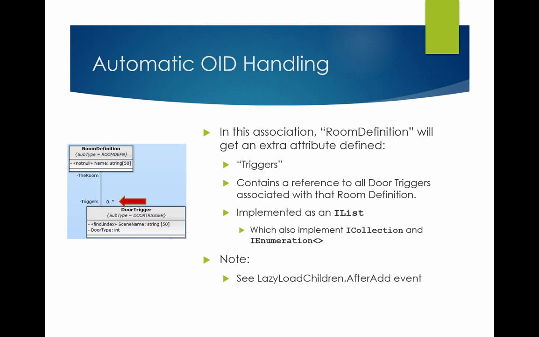You can say stuff like myRoomDefinition.triggers.Where, and then give some predicate for the where clause. And I just have one little note here: if you're looking at this, you may want to investigate the lazy load children after add event. When you're inserting new door trigger instances into the triggers list, you can be notified of when that happens, because sometimes it happens automatically, or kind of in the background. So sometimes you want to be notified of when that happens independently.